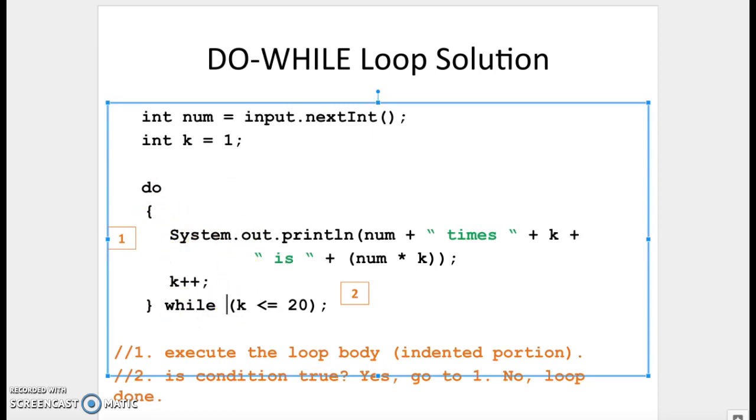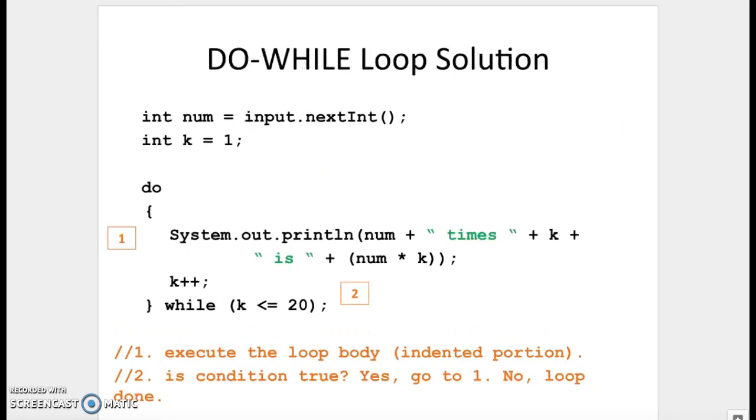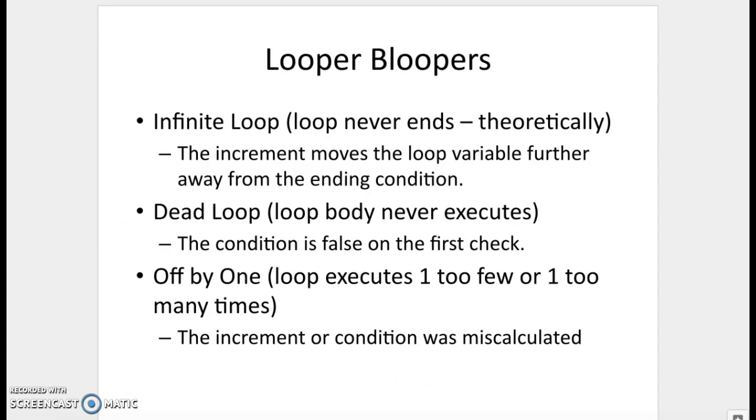But most of what you'll be seeing this year is just a straight while loop. And you can really do anything with a while loop that you can do with the do while. Well, that's not true. Anything you can do with a do while, you can do with a while. But sometimes you don't want to execute a loop one time, so the do while wouldn't work in that case. All right, so some things to look out for when you are writing loops are looper bloopers.